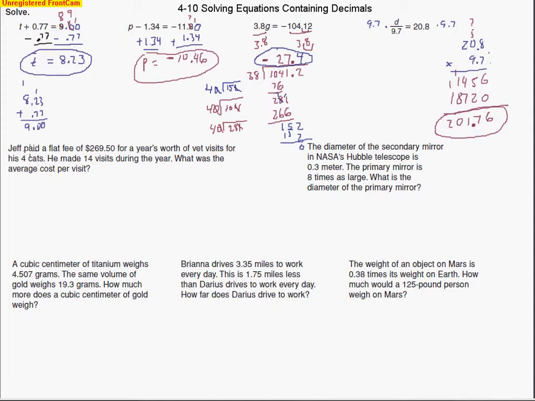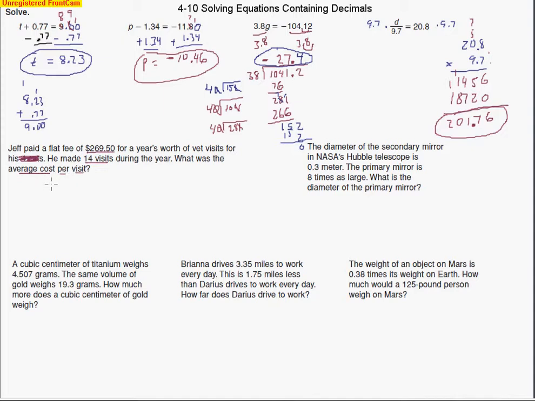Let's take a look at our next problem. It's some word problems here. Jeff paid a flat fee of $269.50 a year for vet visits for his 4 cats, and he made 14 visits. Well, does it matter that he has 4 cats, 1 cat, 2 cats? Doesn't matter how many cats. This is extra information. We don't need that. See, he paid this flat fee for 14 visits. We want to find out the average cost per visit.